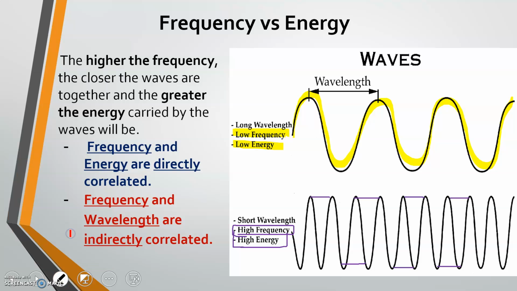Also, you've probably already noticed that frequency and wavelength are indirectly correlated. So what that means is, for a low frequency wave, you have these really long wavelengths. But for these high frequency waves here, you have these really short wavelengths.